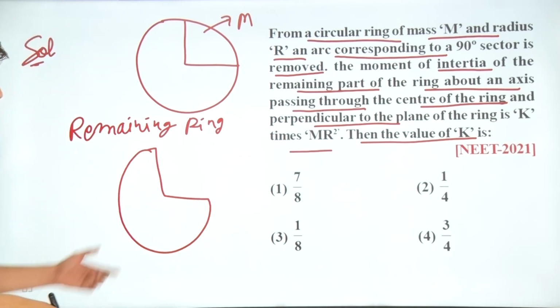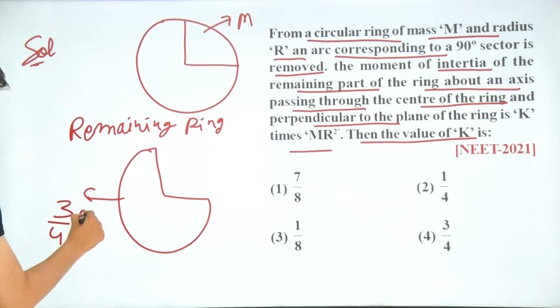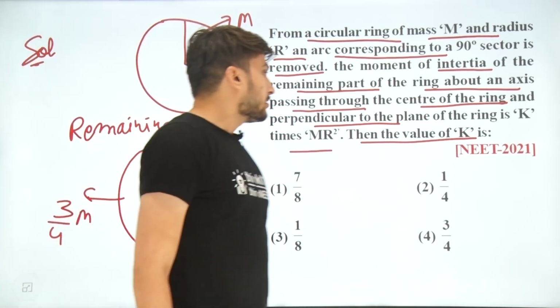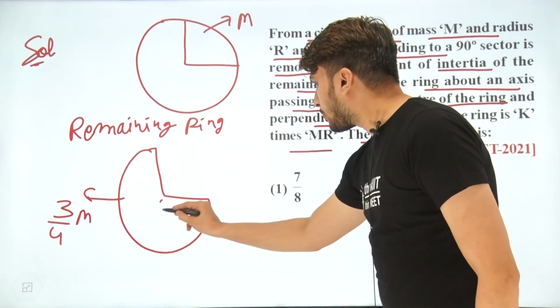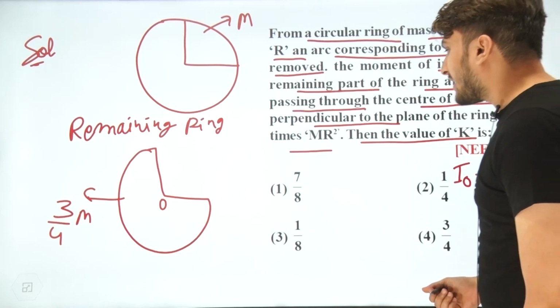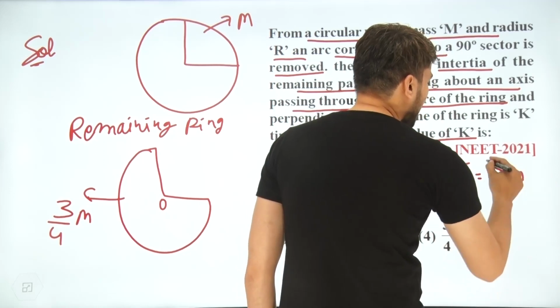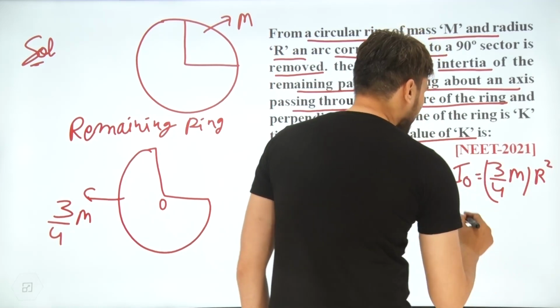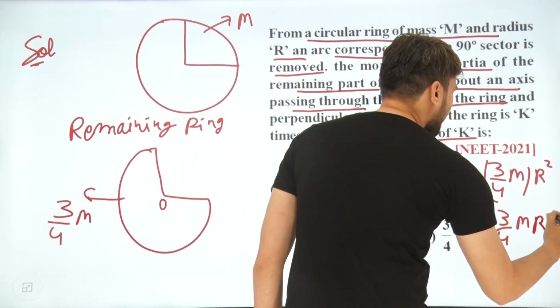Now the mass, if I am talking about mass, we can say the mass of this is 3/4 m. If I am talking about the moment of inertia for this ring about point O, which is the center, we can say the moment of inertia is mr square for a ring. So this one, 3/4 m is the mass, and r square. So we can say I naught is equal to 3/4 mr square.